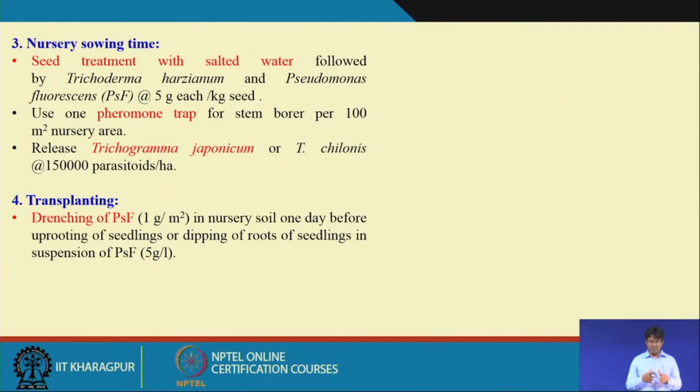So, these are some of the measures that can be taken without waiting for the appearance of the disease or the attack of the insect pest and disease. Or the roots of the seedlings can be dipped in a suspension of Pseudomonas fluorescens, around 5 gram per liter. Either apply it in the nursery beds before uprooting, or after uprooting the seedlings can be dipped in the suspension, so that we can control many of the pests and diseases in the main field.